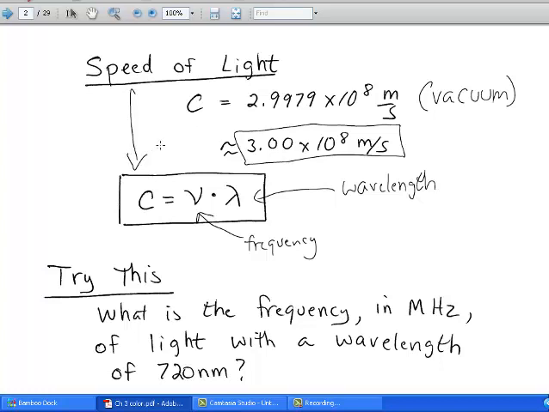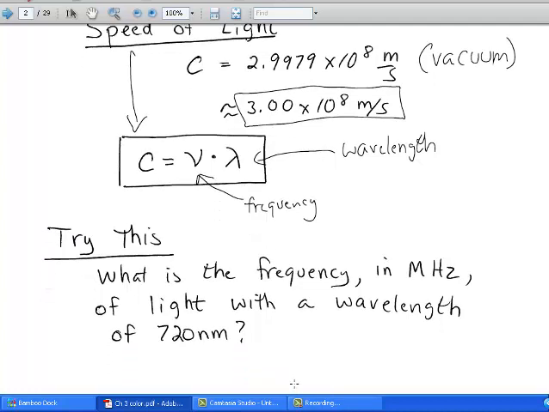All right, so given the information we've just had, you now should be able to do a problem where you calculate the frequency of light with a wavelength of 720 nanometers, and we want the answer in megahertz. So I'd like you to try this problem. Try it first, stop the tape now. If you need a hint, then I'll give you a hint after this.